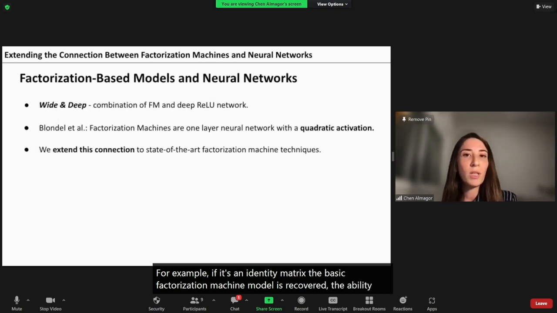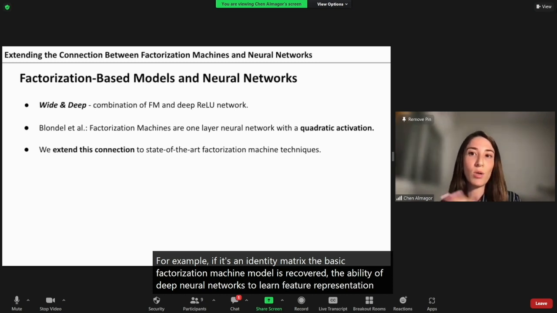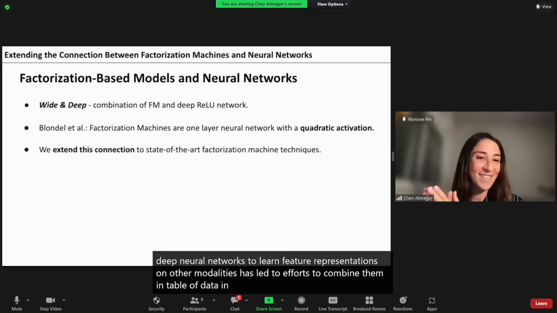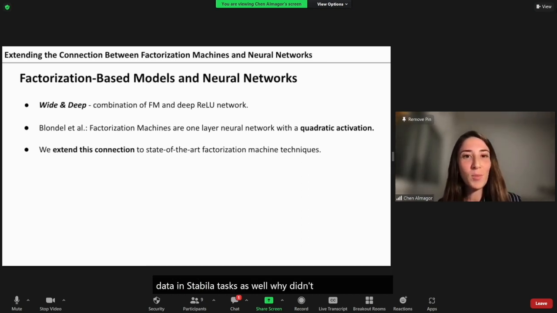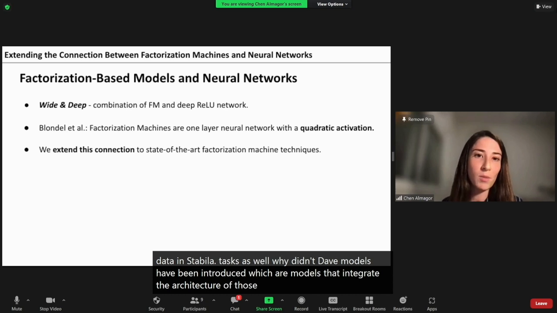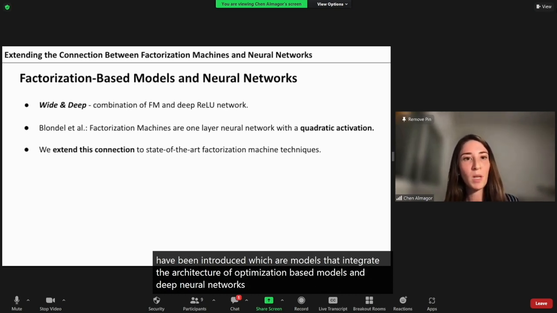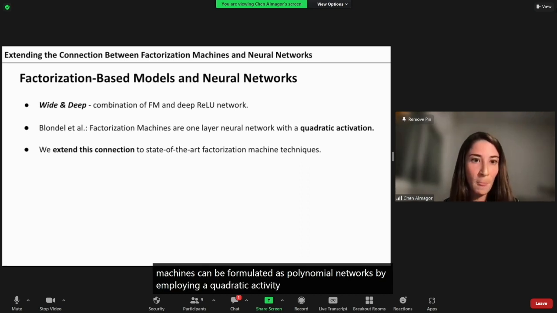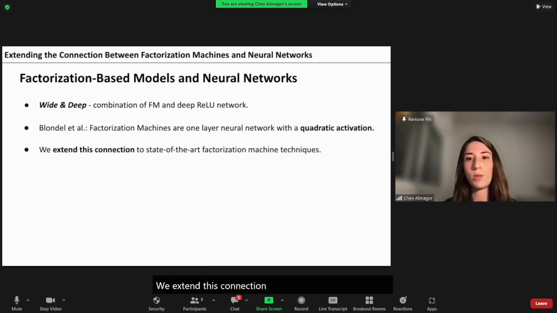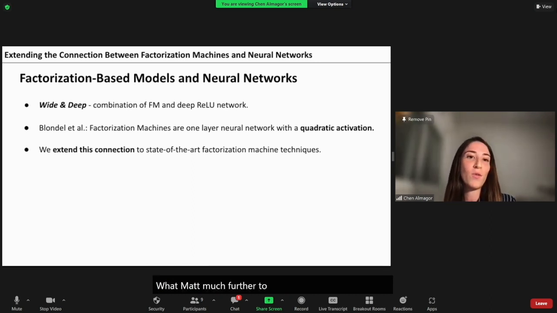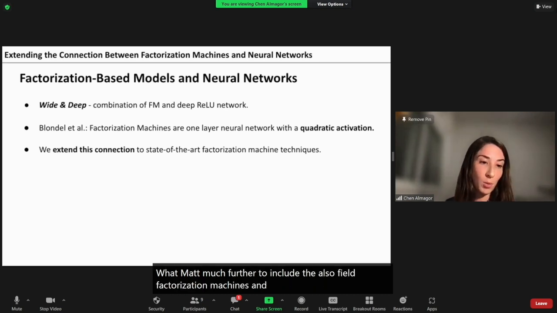The ability of deep neural networks to learn feature representations on other modalities has led to efforts to combine them in tabular tasks as well. Wide and deep models have been introduced, which are models that integrate the architecture of factorization-based models and deep neural networks. Blondel et al. have shown that factorization machines can be formulated as polynomial networks by employing a quadratic activation. We extend this connection between factorization machines and neural networks much further, to include also field factorization machines and the wide and deep approach.